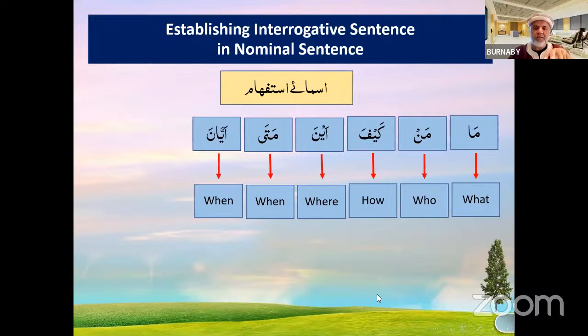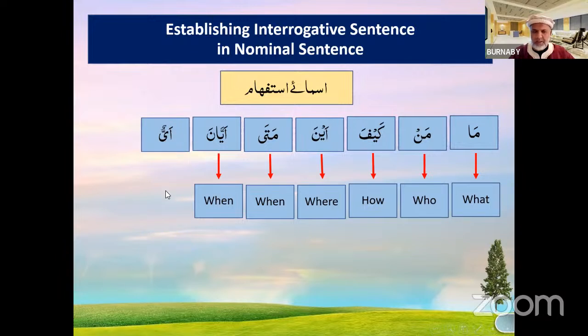But the one thing specific about ayana is that it is always used for Yawm al-Qiyamah. In the Quran, there are like 3 or 4 times. As soon as you see ayana, that means we are talking about the day of Qiyamah. When is the day of Qiyamah? When is the sa'a, when is the hour? So mata is used in normal situations when you're saying when, but ayana is specific to the Yawm al-Qiyamah.